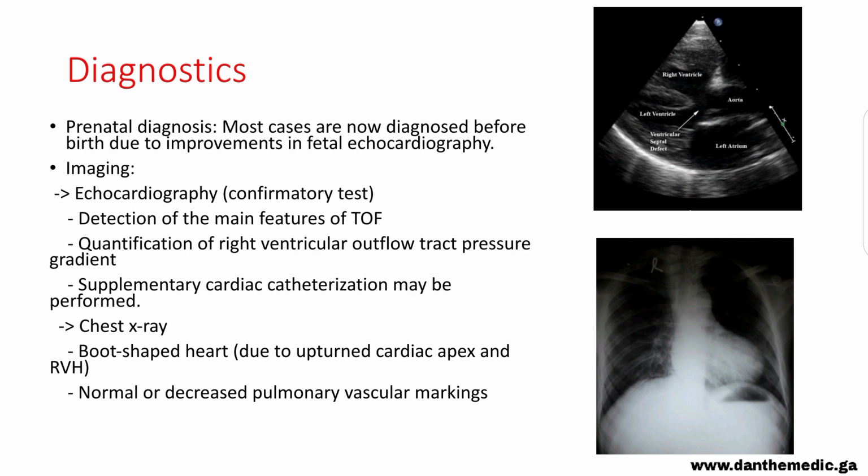Another way to diagnose this is through chest X-ray. On X-ray, we are going to see a boot-shaped heart, and we know this is due to the upturned cardiac apex and the right ventricular hypertrophy. We might also see decreased or normal pulmonary vascular markings, because we remember that in Tetralogy of Fallot, there is pulmonary stenosis or in some cases atresia. So we can see decreased pulmonary vascular markings in case of significant stenosis or atresia.